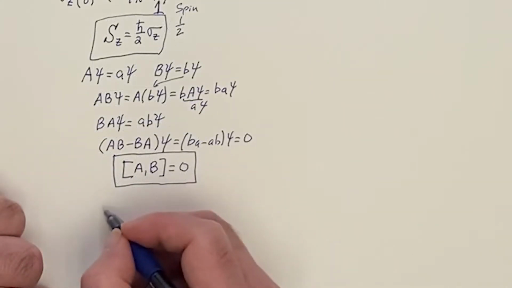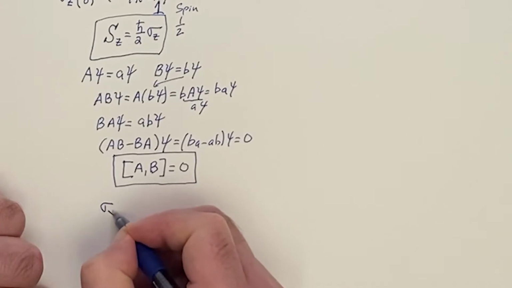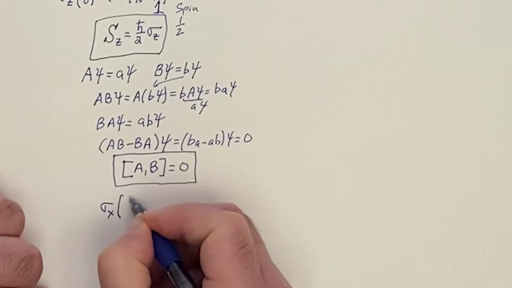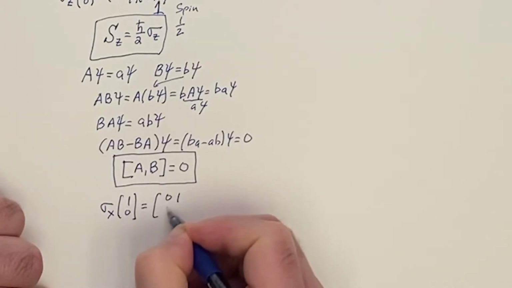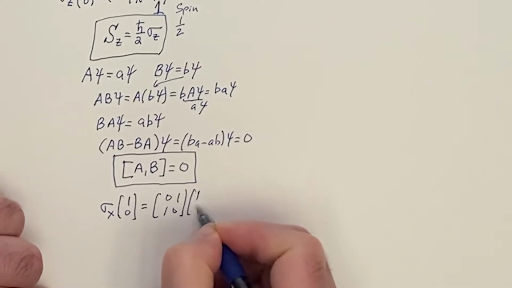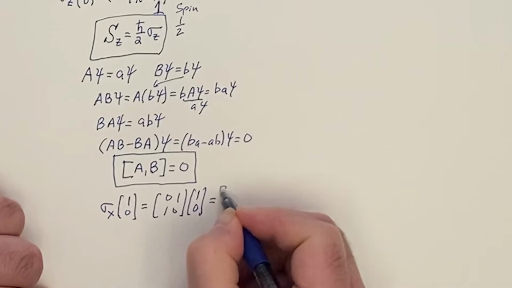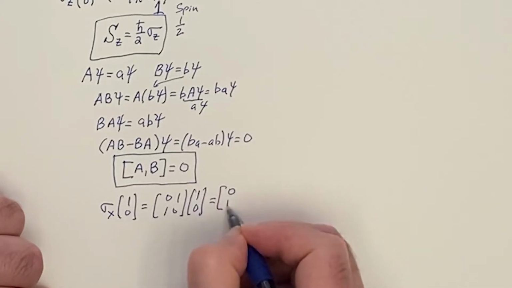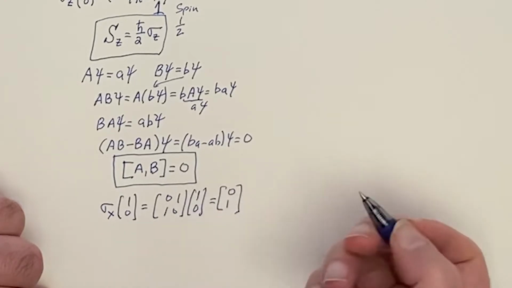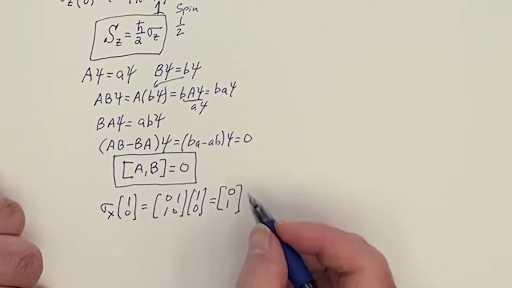So you're going to have some cases where you can't have this. For example, if you take the sigma x, which is 0, 1, 1, 0, onto 1, 0. This, turn that sideways, get 0, turn that sideways, get 1. See, that's not the same thing. You don't get the same thing back.